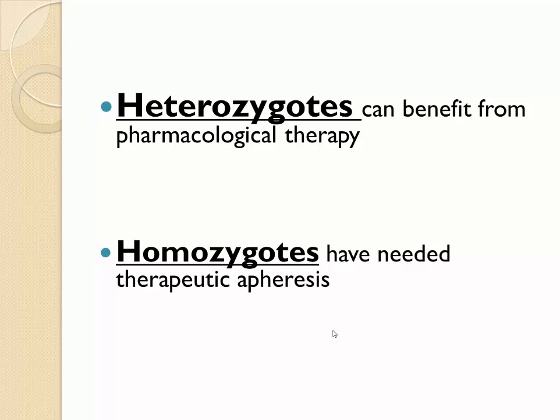Whereas with the homozygote, medication is going to be pretty much ineffective. And these people have to have what's called therapeutic apheresis. This is when their blood is put through a special process and the cholesterol and the fats are actually removed, and then the blood is returned back to the body.